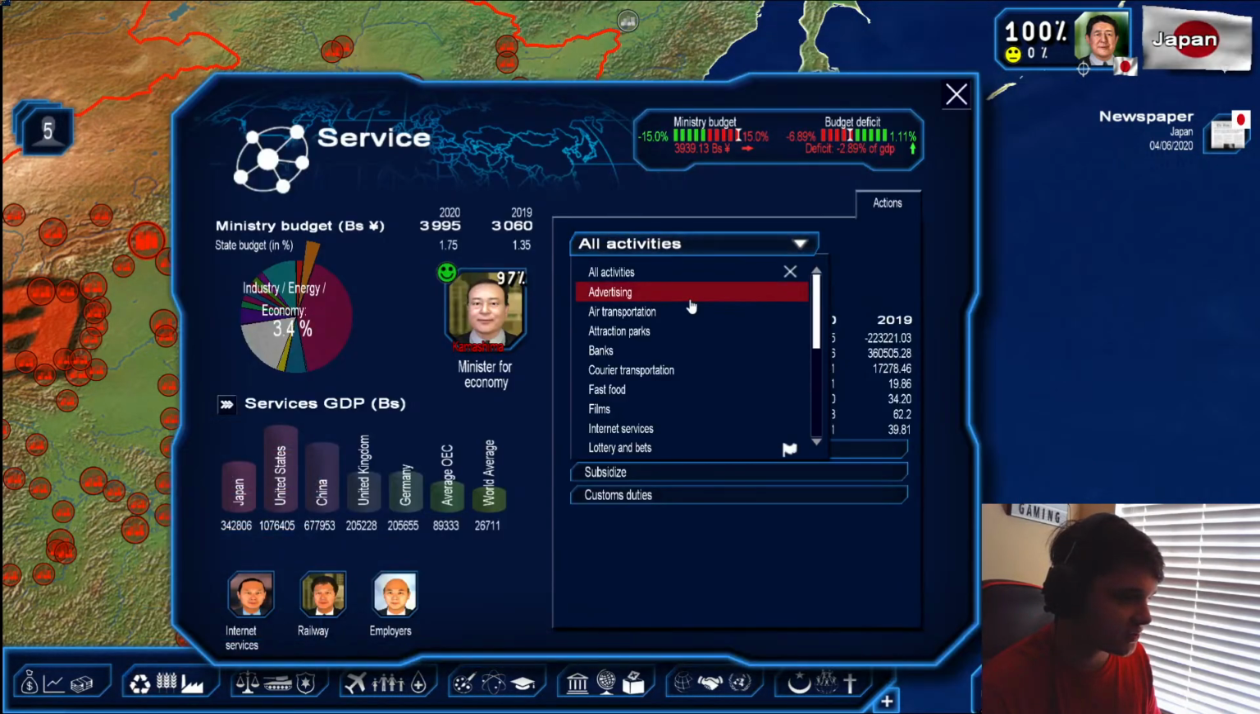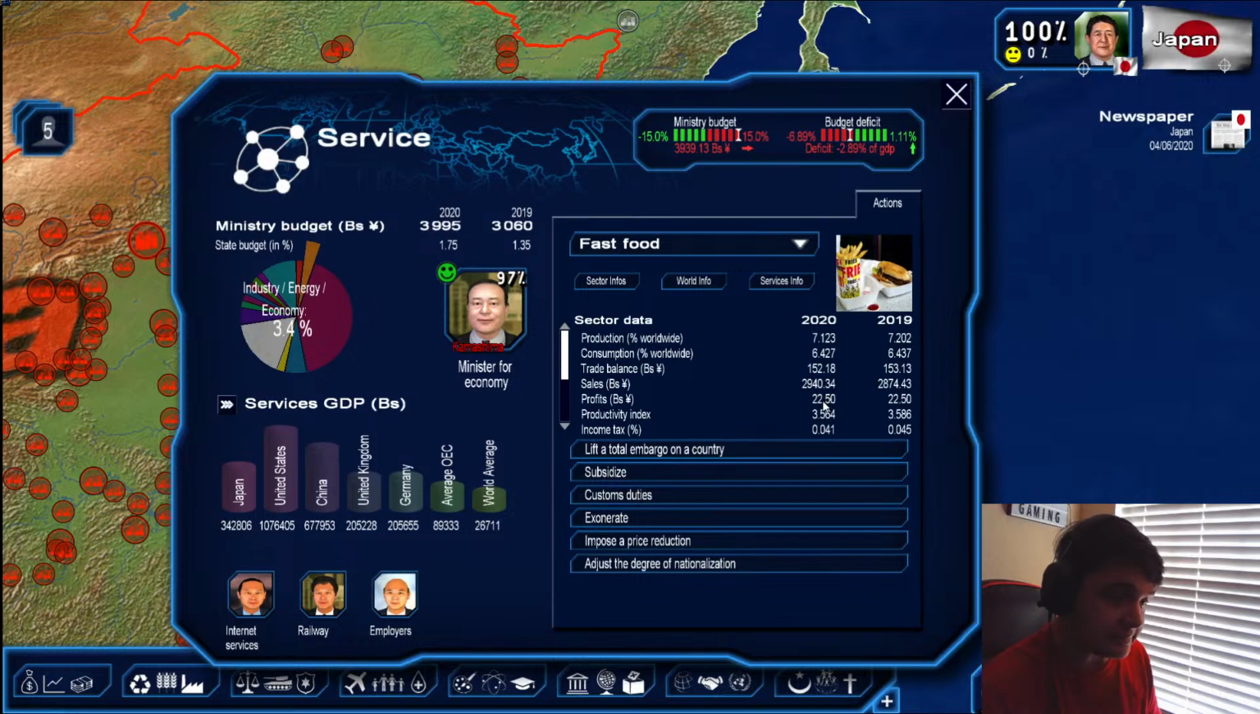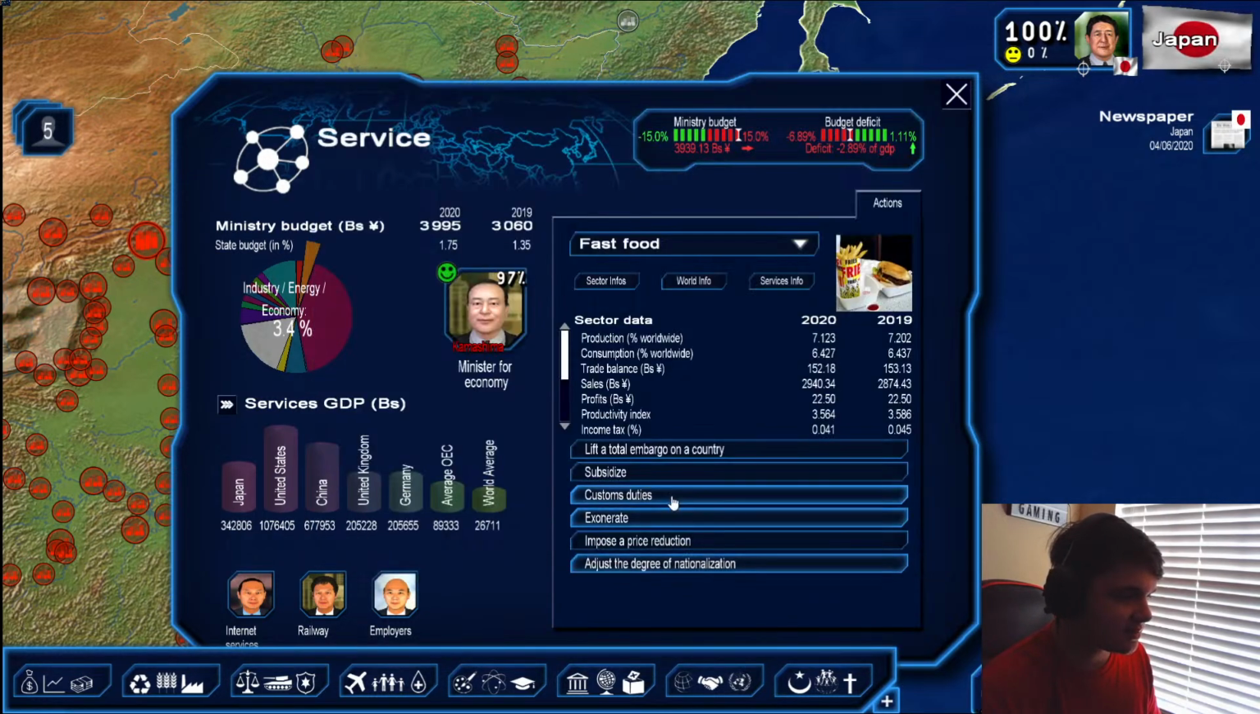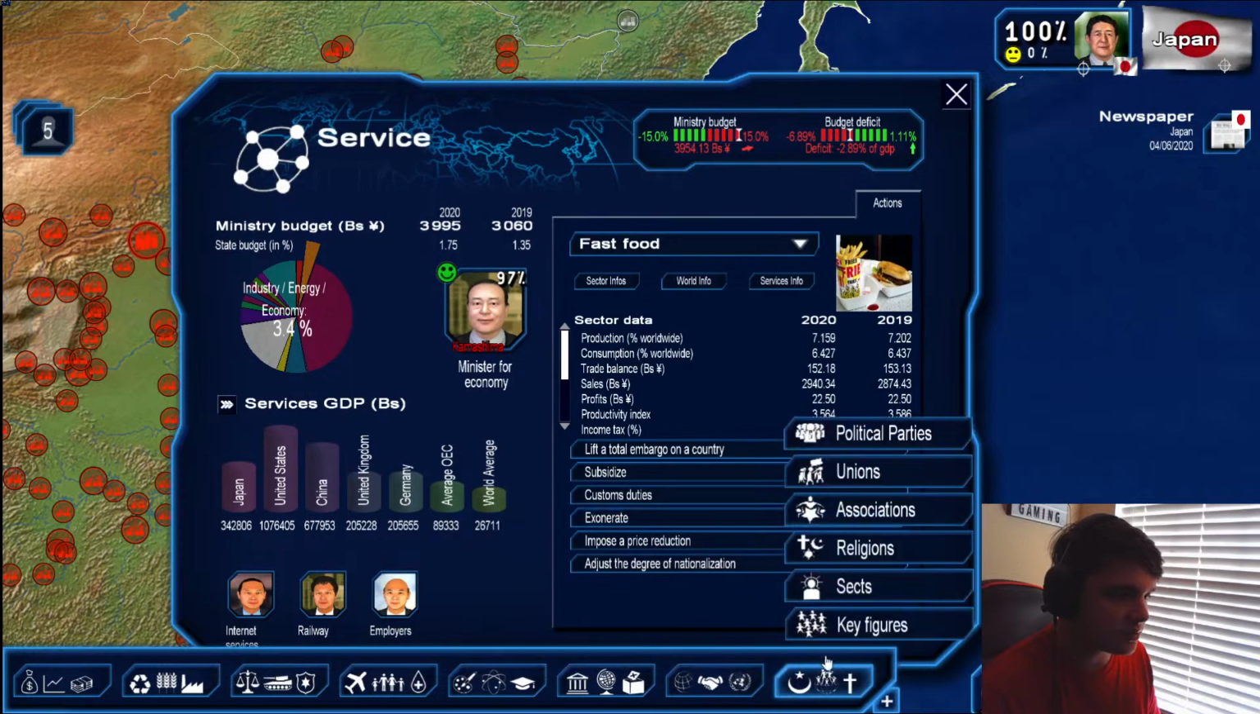Let's go to services, and I'm going to give fast food a subsidy. I'm sure we're doing right there. So we're doing... Wow, we are not making that much profit off of fast food. Yikes. Let's go ahead and exonerate the sector. Let's go ahead and give them about 150 billion. Well, how much is that? So actually, yeah, 15 billion yen will do the trick.